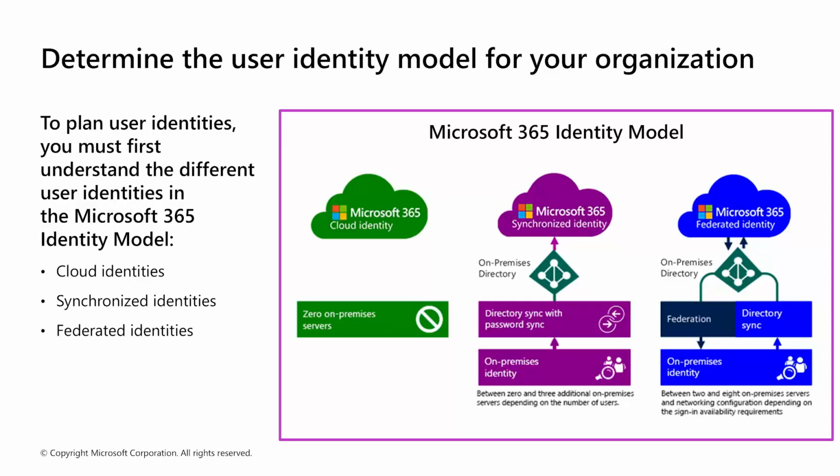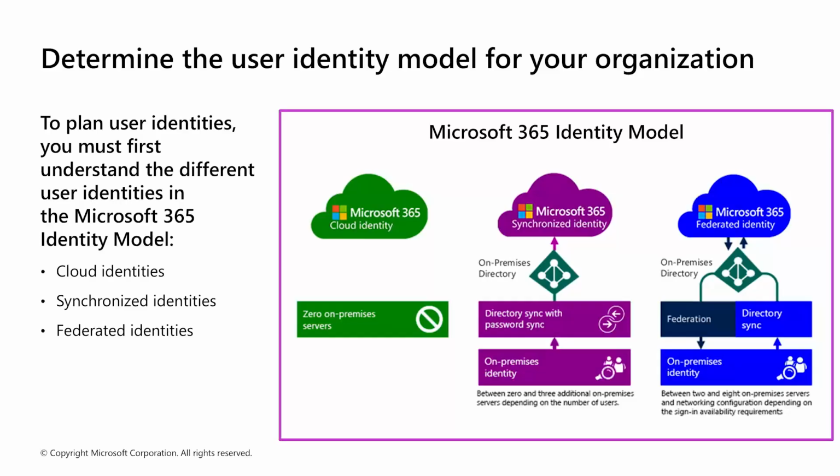Microsoft 365 supports three identity models, as you can see on my screen: cloud identities, synchronized identities, and federated identities. Cloud-only identities exist only in Microsoft Entra. Synchronized identities come from on-premise Active Directories. Federated identities rely on third-party authentication. Each model has operational and security implications.